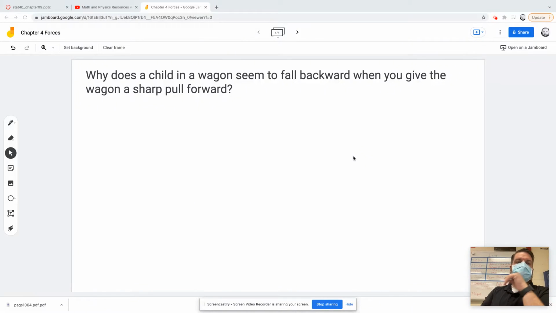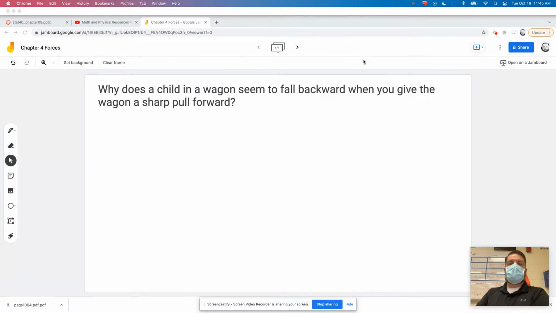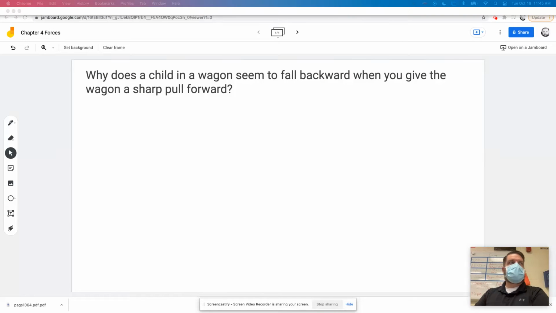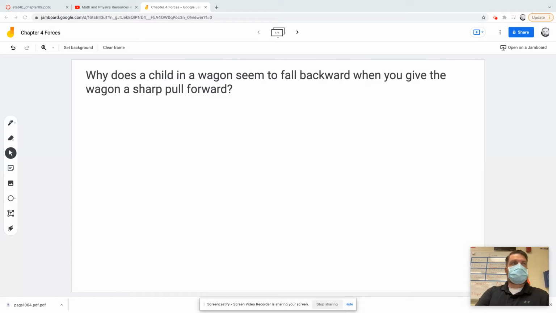So it says, why does a child in a wagon seem to fall backwards when you give the wagon a sharp pull? So this has to do with forces, okay? So imagine a kid in a wagon, and so let's draw this, okay? So I got this kid in this wagon.